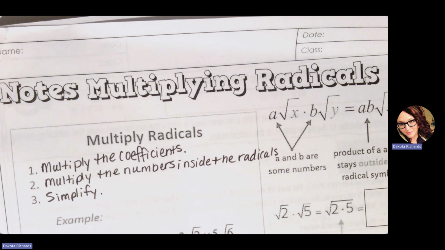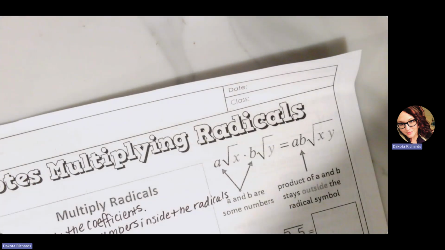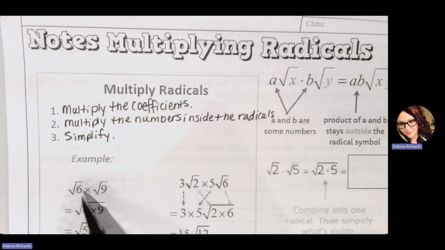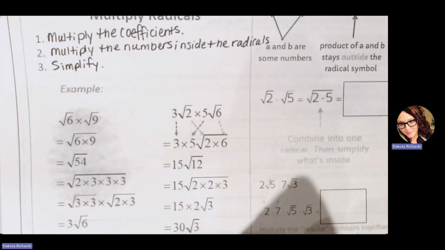Okay. We have this example. We have square root of 6 times the square root of 9. And so this becomes 6 times 9, all underneath the radical. 6 times 9 is 54. And we can reduce this, when you simplify it, it goes down to 3 square root 6.